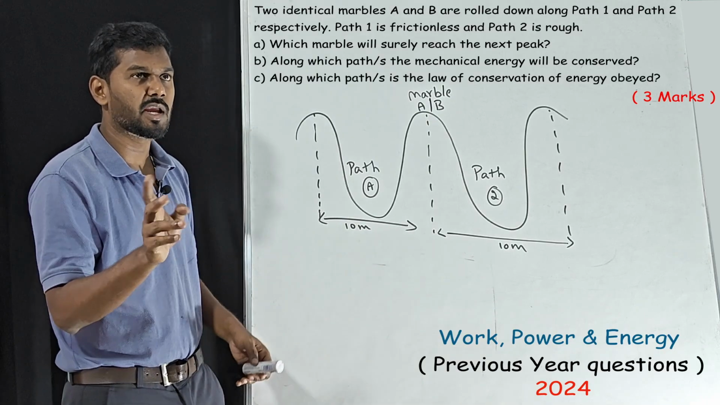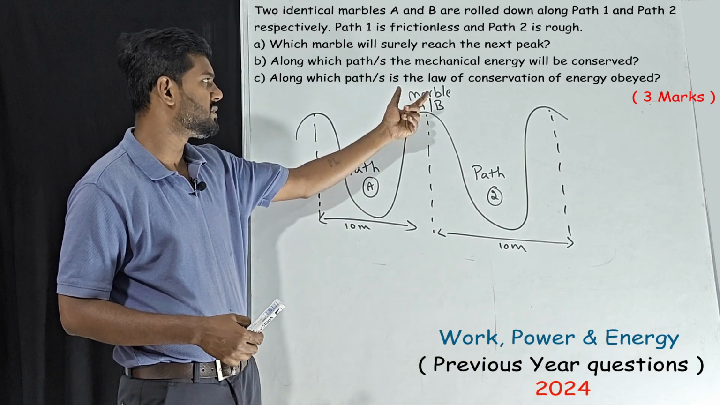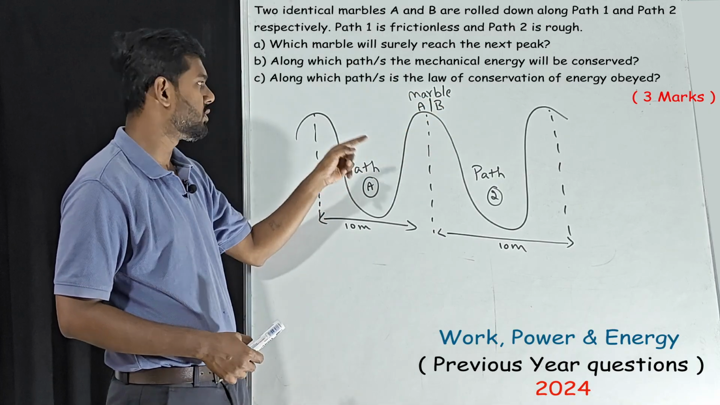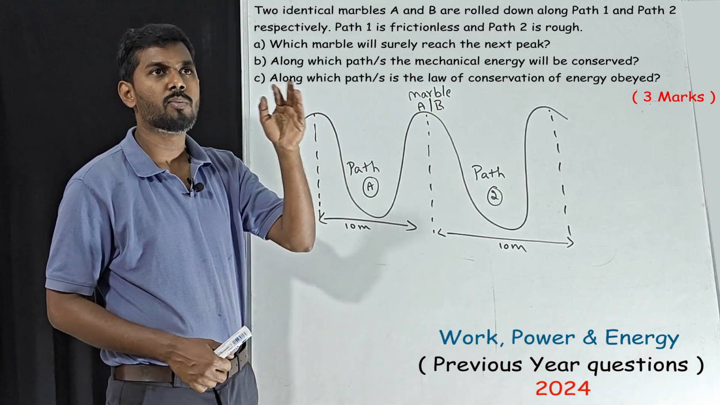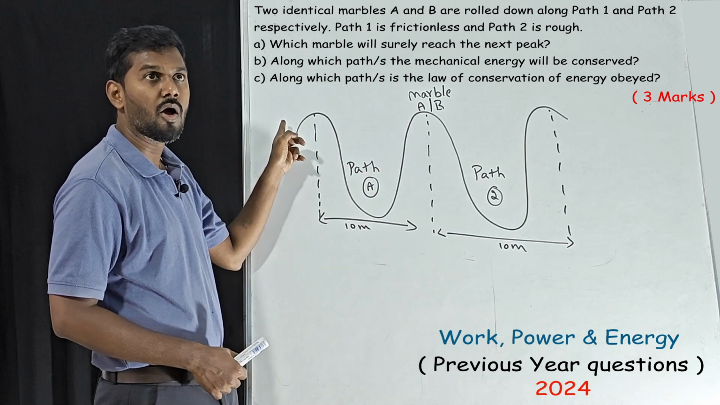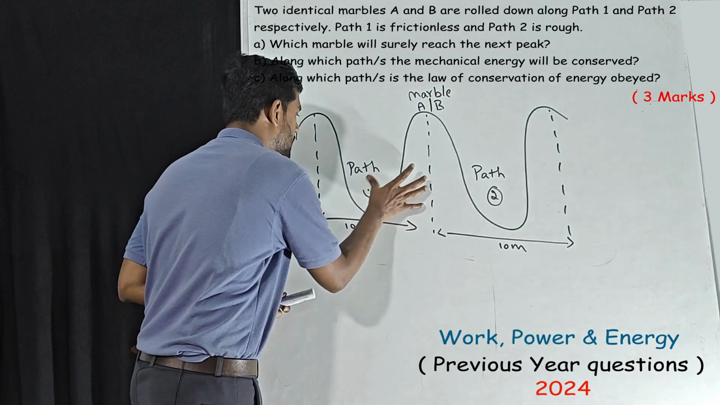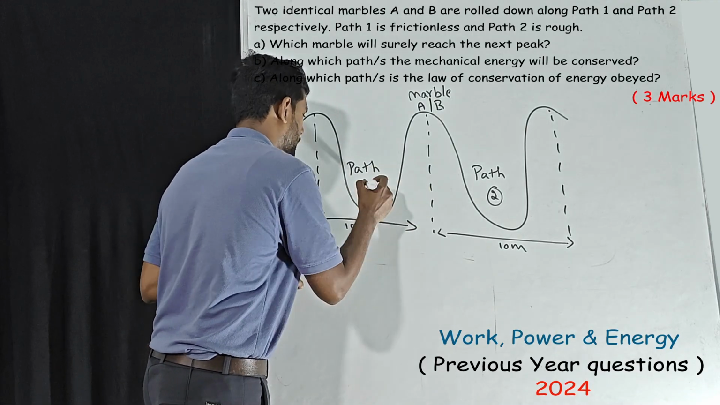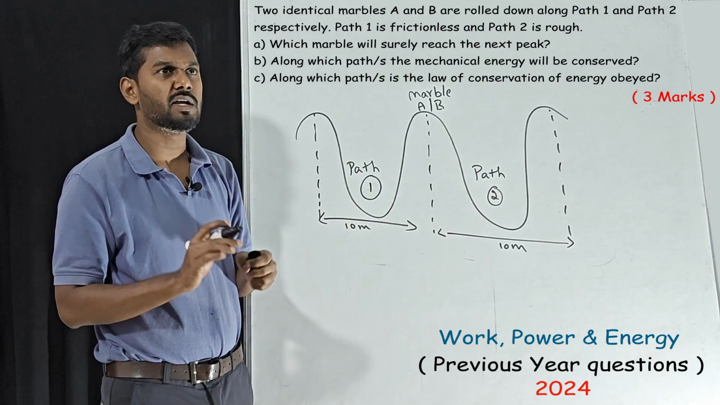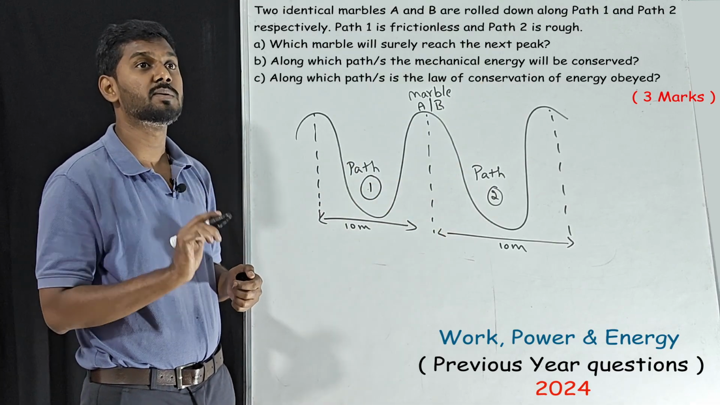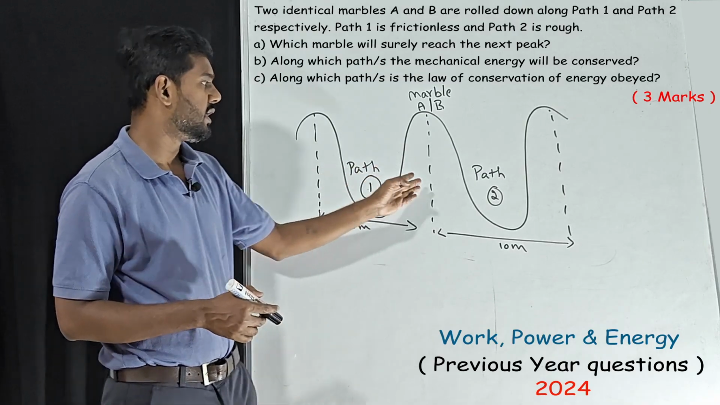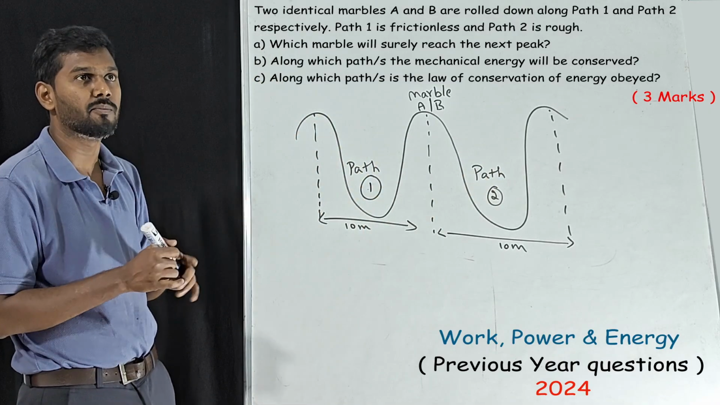Two identical marbles A and B. There are two identical marbles A and B. We are going to roll them down along path 1 and path 2 respectively. That means A is going to path 1, right? This is path 1. A is going to path 1 and B is going to path 2. This is the condition. Path 1 is frictionless, path 2 is rough. So this path is frictionless, that side it is rough. This is the hint.